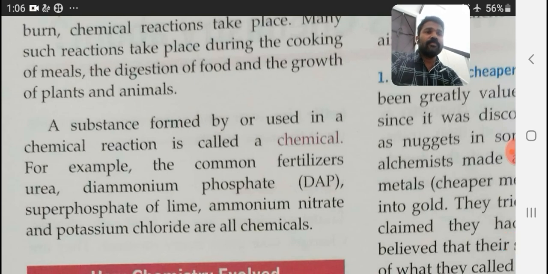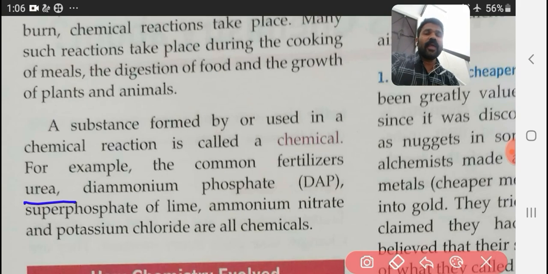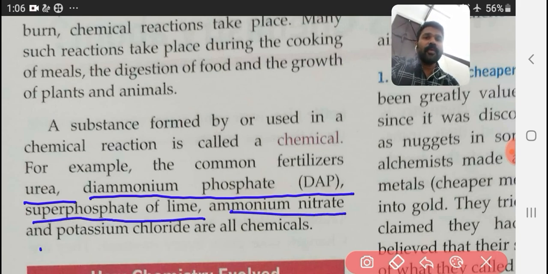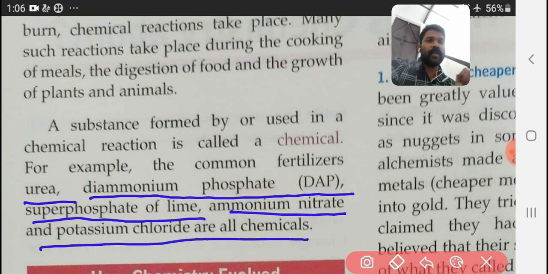For example, the fertilizers like urea, diammonium phosphate, superphosphate of lime, ammonium nitrate, potassium chloride are all chemicals. The examples of chemicals are urea, diammonium phosphate. These words are new for you. Please underline it. Diammonium phosphate, DAP.